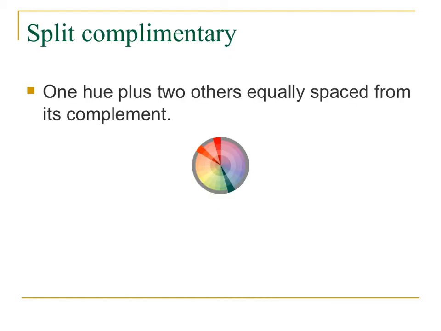Now things get a little bit more complicated. We call colors split complementary. That is one hue. In this case it's kind of a dark green, right? And then you're using it with 2 other colors that are analogous, that are equally spaced from the complement.